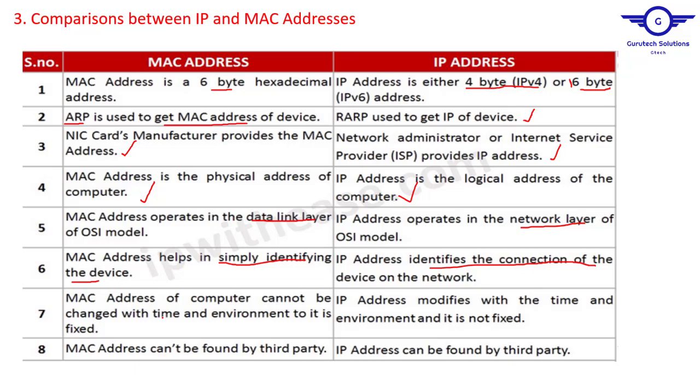All right. The MAC address of a computer cannot be changed with time, and its environment is fixed. As I have said, the manufacturer burns it. For example, they program it on the network interface card and burn it on the motherboard. Now you cannot change it, but an IP address you can change as much as you want. Finally, a MAC address cannot be found by a third party. An IP address can be found by a third party. Yeah. So there are only manufacturers of MAC addresses, designated ones. For an IP address, anyone can just input any IP address that they like. All right.